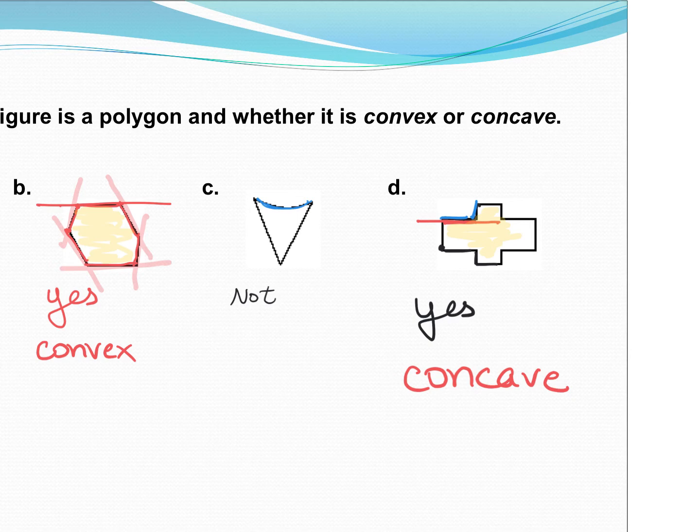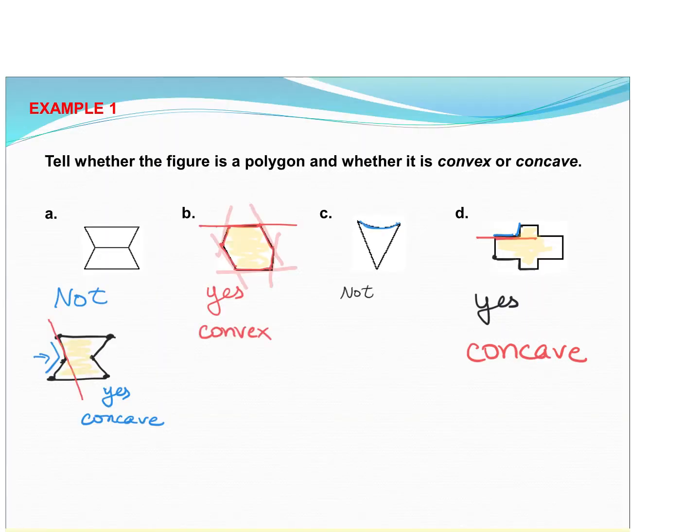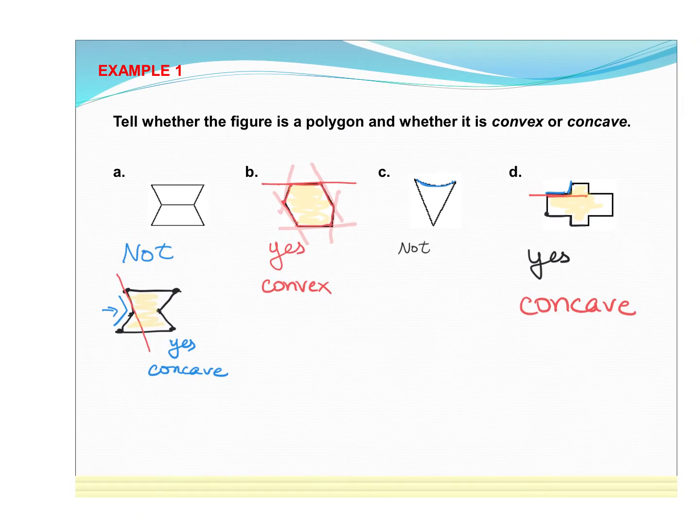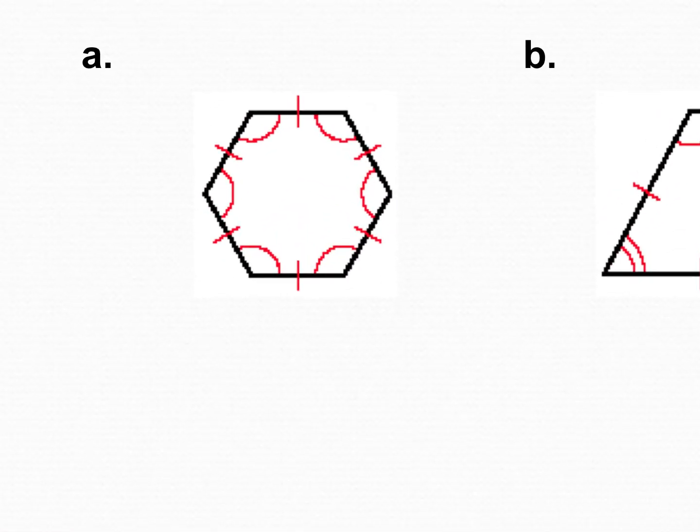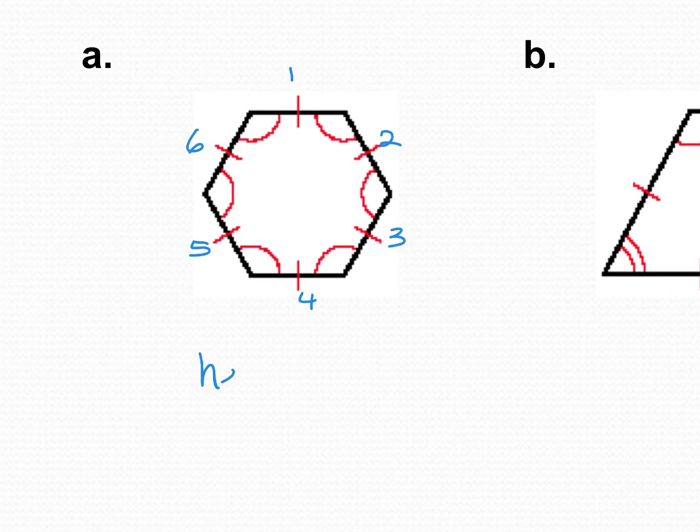On the next slide, in addition to identifying if it's concave or convex, now we're going to give it a name based on the number of sides it has. So let's try the next one. For this one, I'm going to count how many sides it has. All three of these, A, B, and C, are polygons. But let's go ahead and count how many sides it has. It has 1, 2, 3, 4, 5, 6 sides. So this name would be a hexagon.